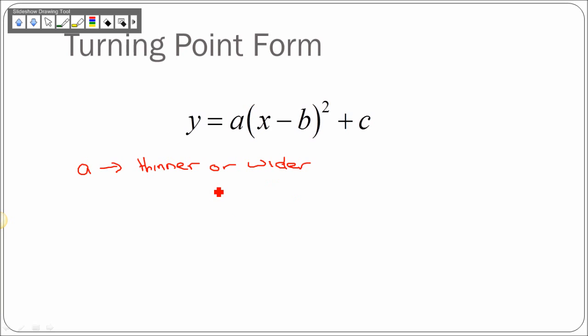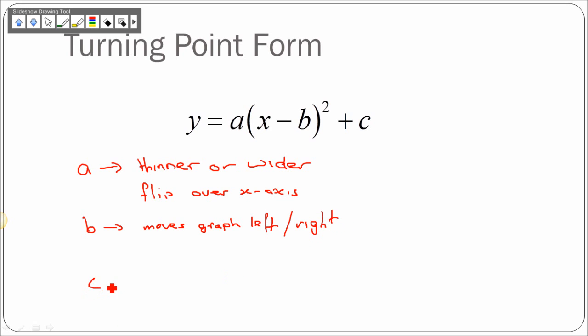Now the other thing that the value of a can do is flip, because if it's a negative out the front, it can also flip our graph over the x-axis. And that's all that a can do. What about b? Well, b only has one function, and hopefully by now you know that it translates or moves our graph towards the left, but also towards the right as well.